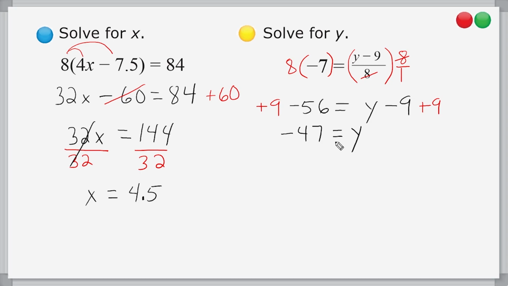Now, if we wanted to check our answer, what we could do is take this negative 47 and plug it into the original equation to see if we come up with a true statement. So we could rewrite our equation as negative 7 is equal to, and we substitute the y with negative 47 minus that 9 there, and divide that by 8. Now, if we took negative 47 and negative 9, that would give us negative 56. And negative 56 divided by positive 8 is in fact equal to negative 7, which means our answer of negative 47 does in fact check out.